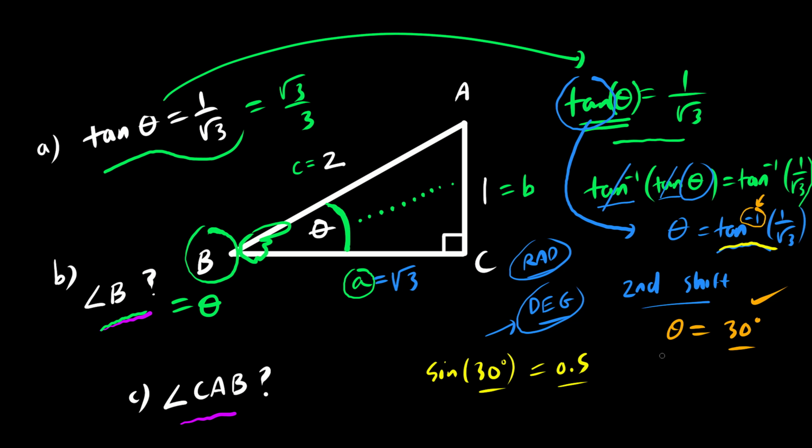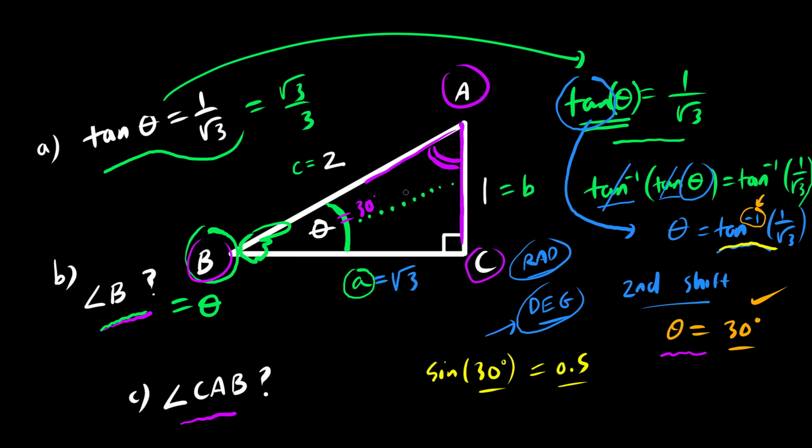Alright, so we now have the power to figure out this angle. And it happens to be 30 degrees. Now let's solve angle CAB. What is angle CAB? It's about connecting the dots. C connected to A connected to B generates this angle here. So this is the unknown angle.